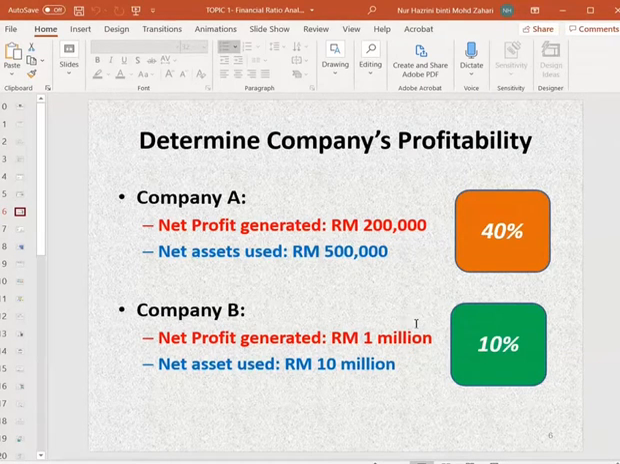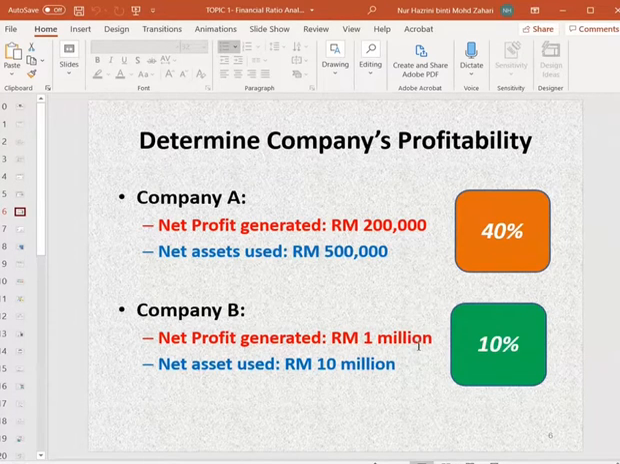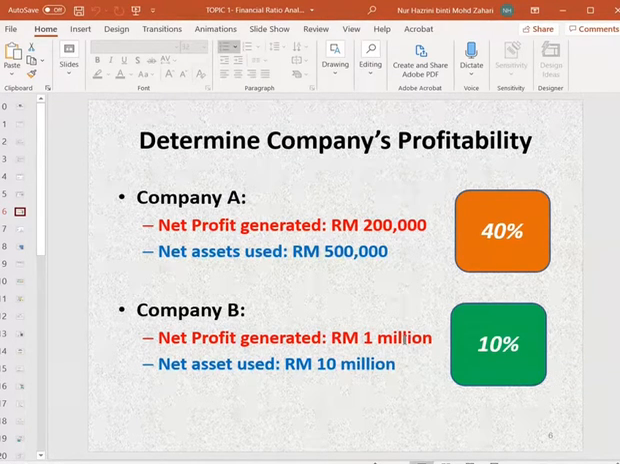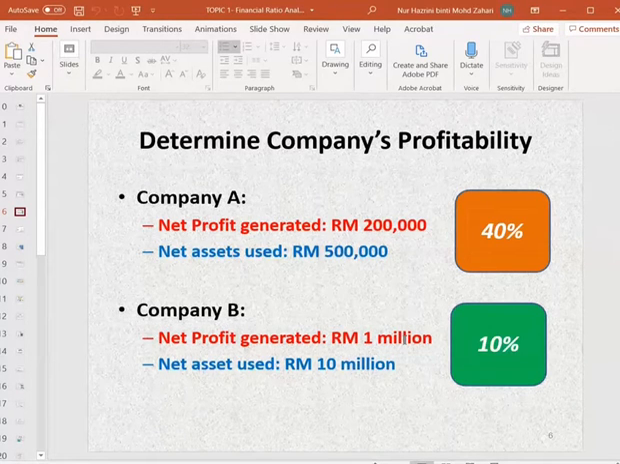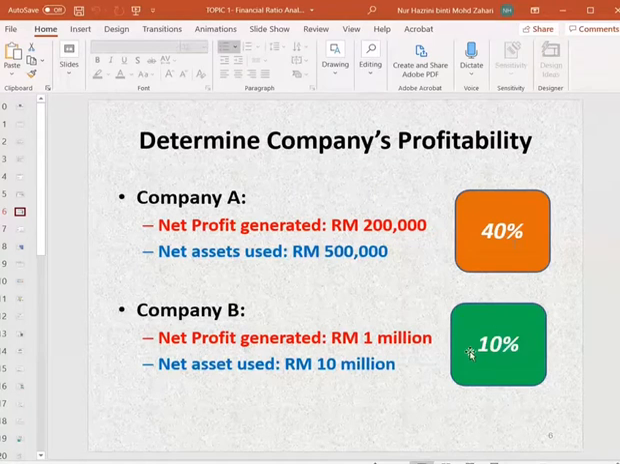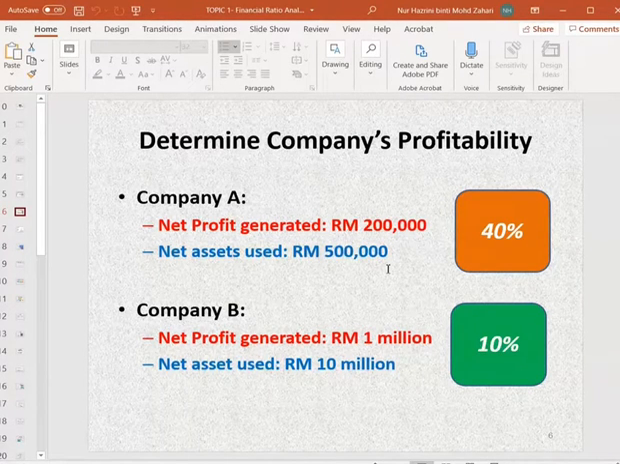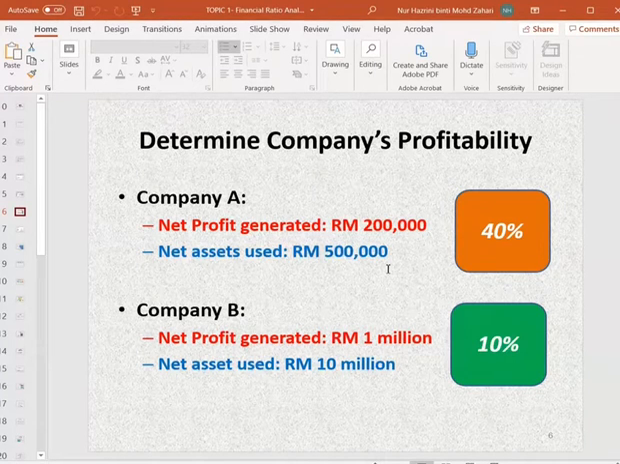Looking at the net profit, you will straight away jump to the conclusion that company B is doing better just because the net profit is bigger. But that is not the case when you calculate the ratio. In this case, we show you the ratio of the return on asset. Return on asset basically means how much return you can get from this much of investment in asset.